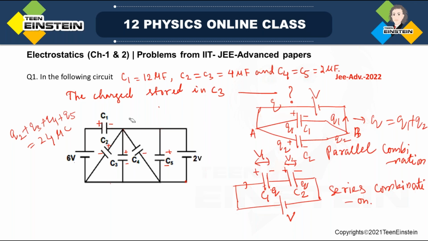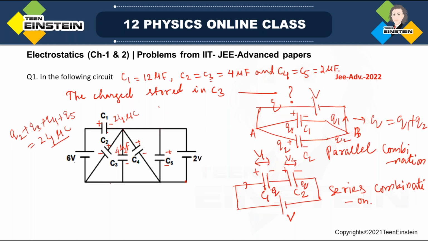Okay, so look, this C1 and this whole combination is in series, that's why this will be storing 24 microcoulomb, and all together they will store how much? 24 microcoulomb. Now see, I have C2, C3. These are 4 microfarad. So we have to actually find out.